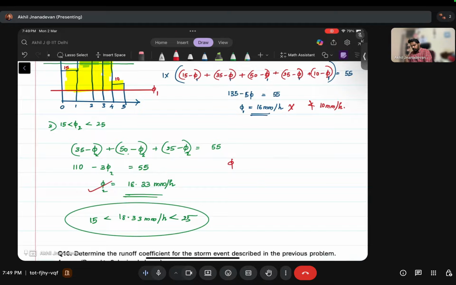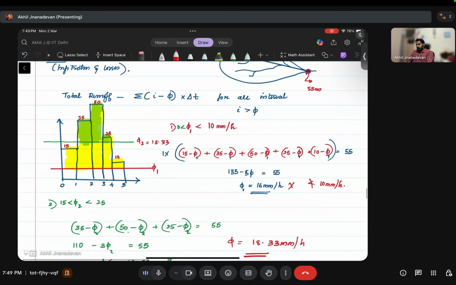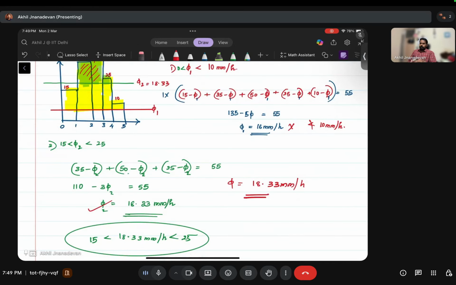So the phi value we are getting is 18.33 mm per hour. So this is the constant rate of abstraction. At this particular rate, abstraction is happening, right? So phi 2 is correct, that is 18.33. The runoff contribution will be the one which I marked in gray portions here. So this is how, with trial and error, we find the value of phi if it is a gauged station and we know the runoff at the outlet.